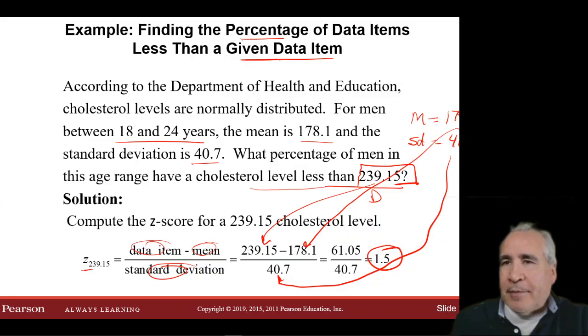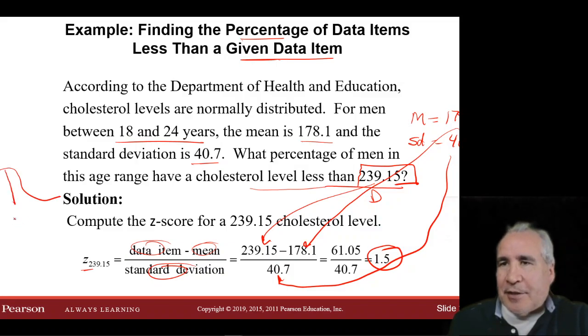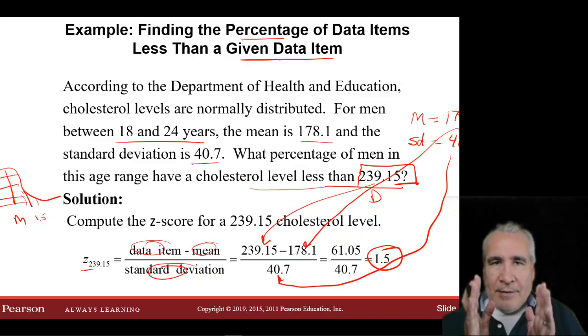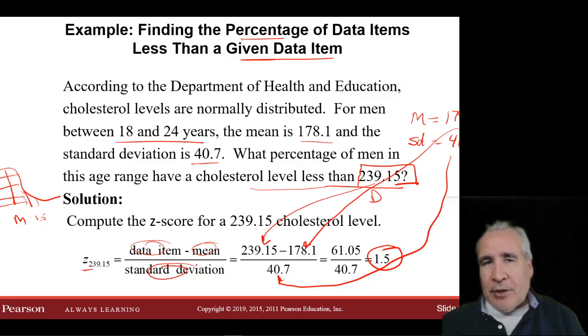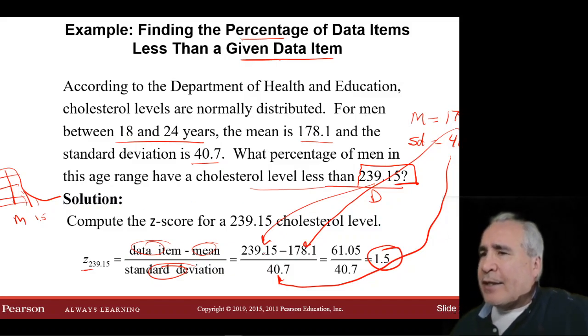If you remember, I like to draw these little bell-shaped curves, sort of. So there's our mean. 1.5 means it's above, and here's 1 and here's 2. So 1.5 is like this. What we're trying to find out is what percent is back here. Now, we had between -1 and 1 was 68, between -2 and 2 was 95, and between -3 and 3 was 99.7. So how do we go about this one?